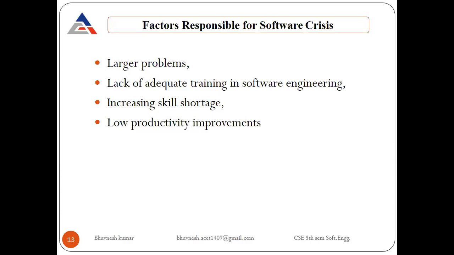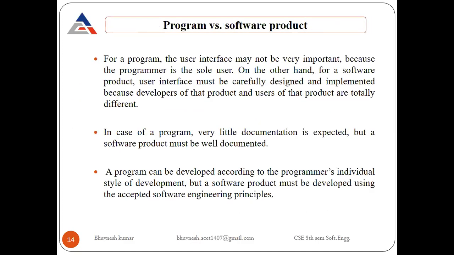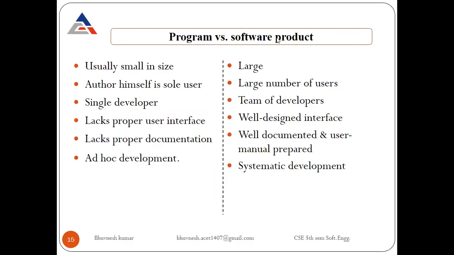Low productivity improvement. Okay, if I will not maintain that product, I will not enhance that product, then there is also a crisis. Then last, this is last, program versus software product. Okay, what do program and software product mean? And here is the main difference.